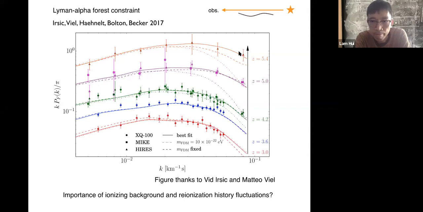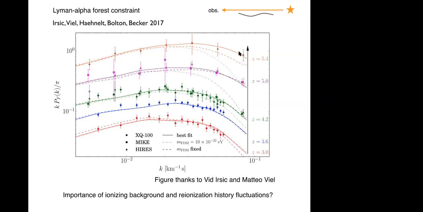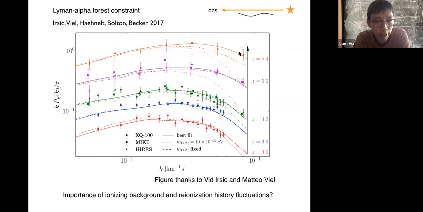I have a question. Yeah. Why does the Lyman alpha forest give us better constraints than, say, measuring the power spectrum from galaxies? From galaxies? Yeah, very good.